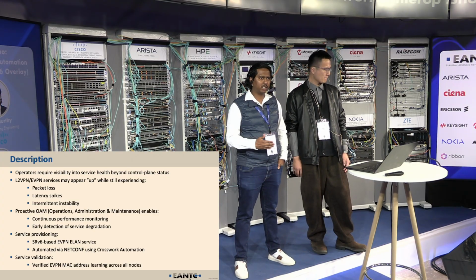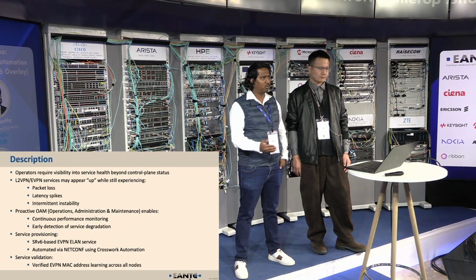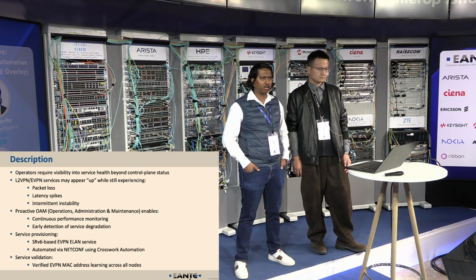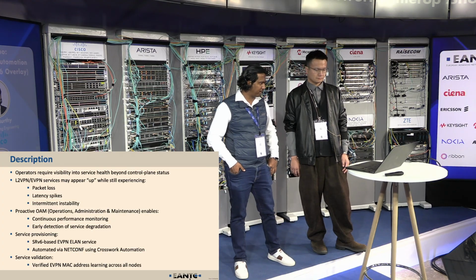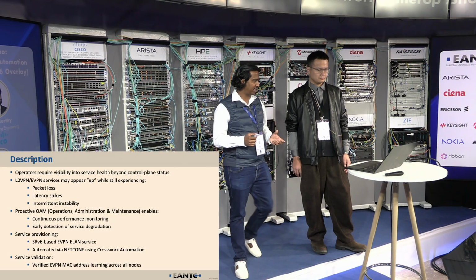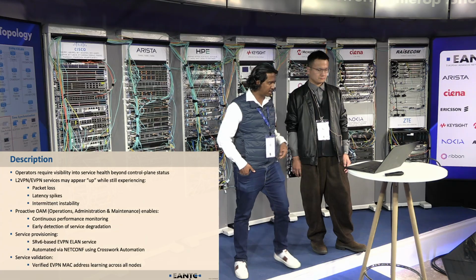And then with automation and orchestration, you could ensure that your EVPN ELAN based service over SRv6, with a certain Flex-Algo, which is either a best effort path or a low latency path, can be used on the locators to determine the orchestration between your endpoints. Now in this test, we verified that the EVPN MAC addresses are learned across all the nodes on the SRv6.